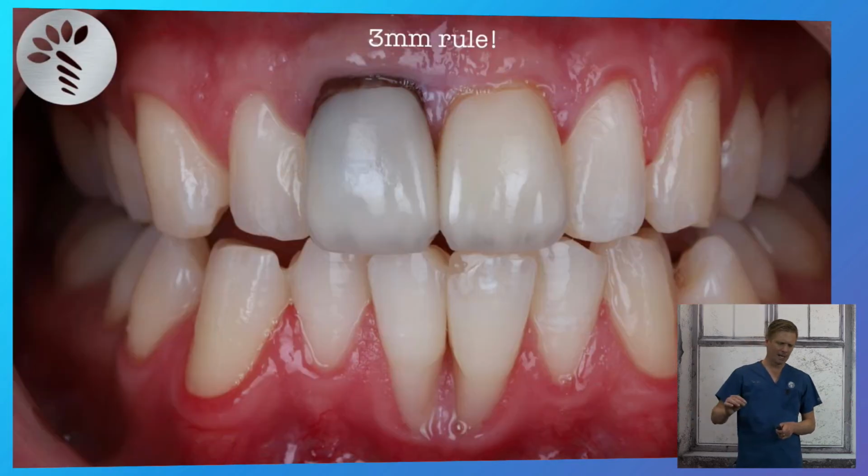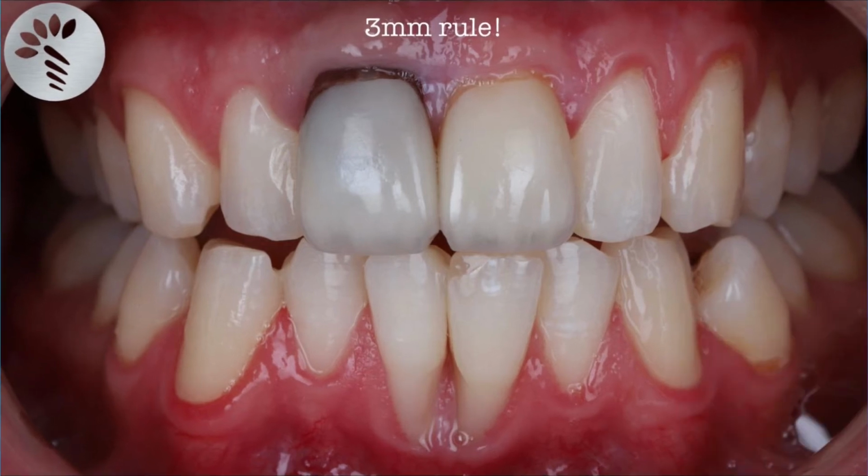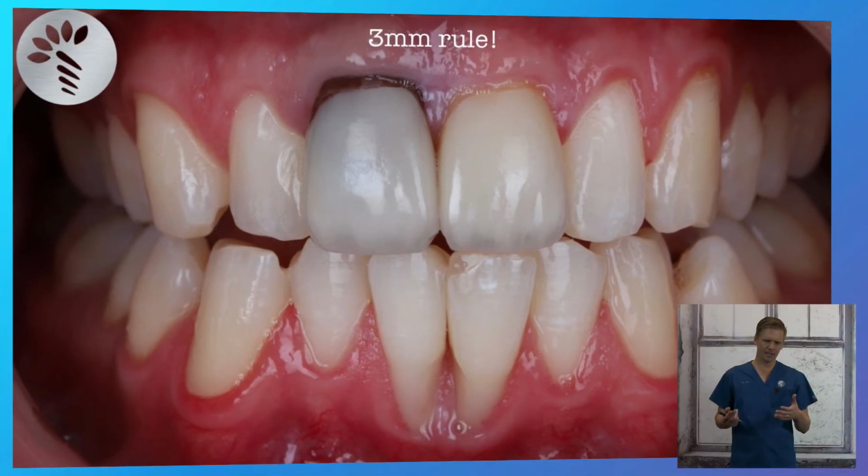Now the key part is what is predictable and what is not. There's many ways to know what's predictable, and theoretically it's really based on the bone, not on the soft tissue, but a rule of thumb that works very well for me is the 3 millimeter rule.